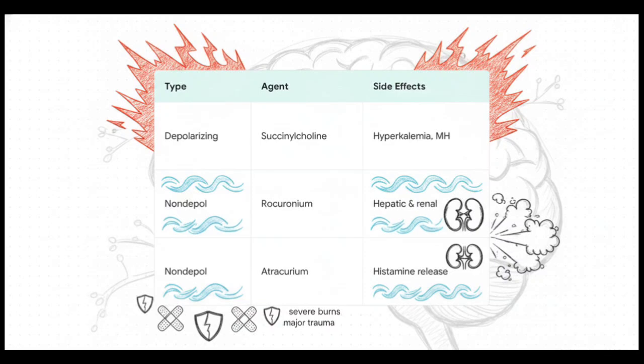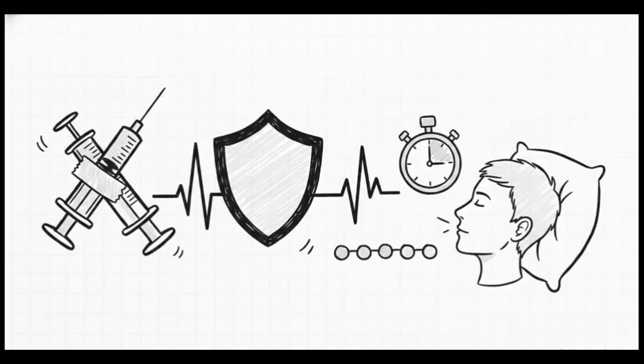Because of that hyperkalemia risk, it's an absolute no-go for severe burns or major trauma patients. On the non-depolarizing side, remember that atracurium can cause histamine release, while rocuronium gives you an intermediate duration without those crazy depolarizing risks. To reverse this blockade, we use acetylcholinesterase inhibitors like neostigmine, but you must co-administer them with an anticholinergic like atropine to block the severe parasympathetic side effects.